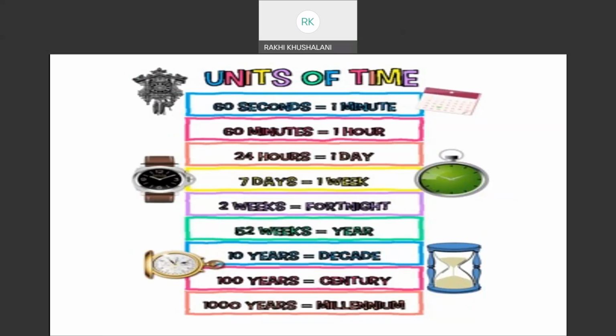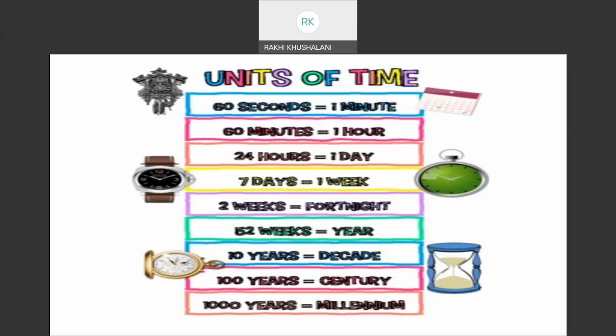Children, 60 seconds, you know, is 1 minute. 60 minutes makes 1 hour. 24 hours in a day. 7 days in a week. 2 weeks make 1 fortnight, meaning 15 days. In one whole year, there are 365 days and actually 52 weeks. 10 years makes 1 decade. 100 years make 1 century.